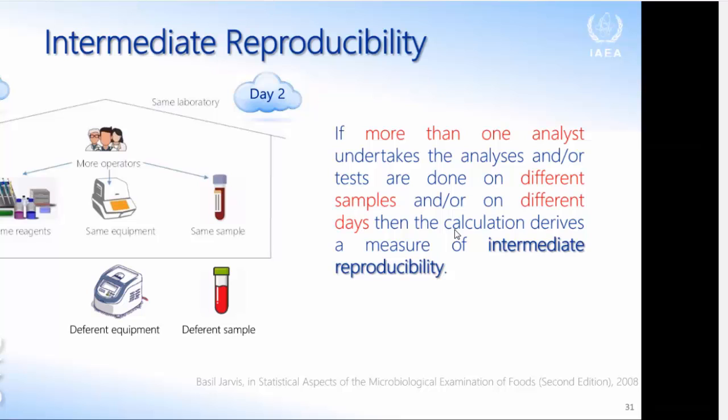Intermediate reproducibility would be if more than one operator, if we include a second or a third one as well, performs the testing on the same samples using the same reagents, on the same or different equipment, and as we said, on the same samples or maybe even different samples, on 2 or more consecutive days. The calculation of the variation in the results at the end will derive the measure of intermediate reproducibility.